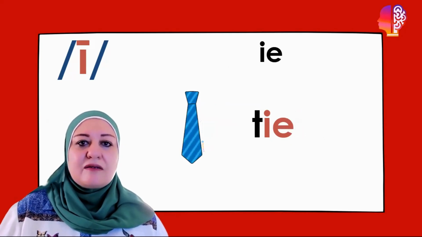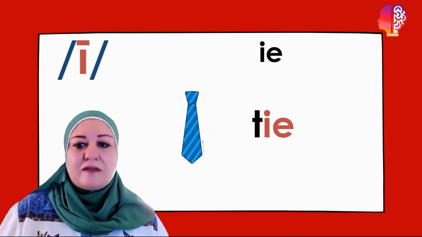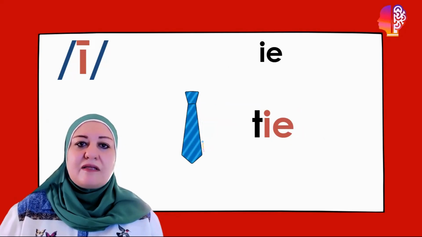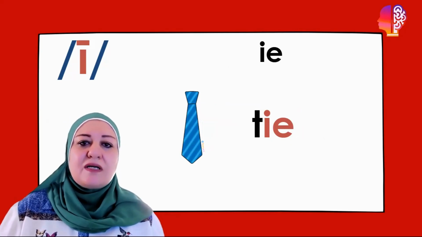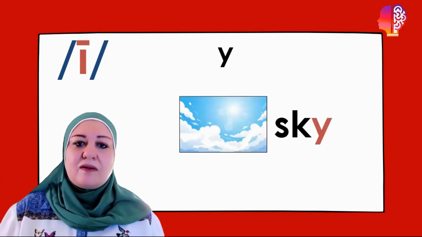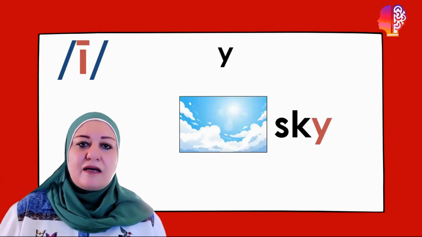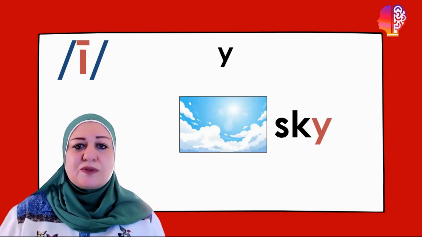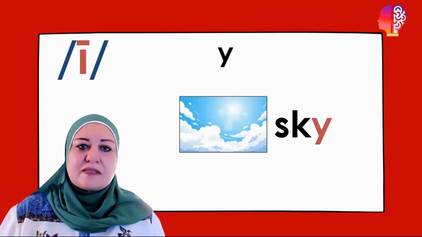Another way is the IE vowel team. As in the word tie, you see the IE there at the end of the word tie has a long I sound. So those two letters together, that vowel team, has a long I sound. Also, the letter Y in many words creates the long I sound, as in the word sky.